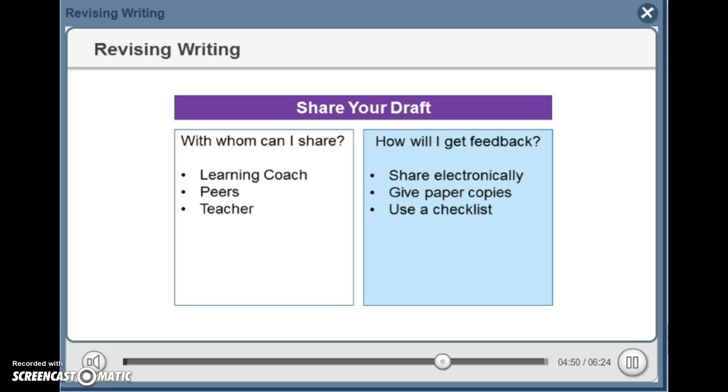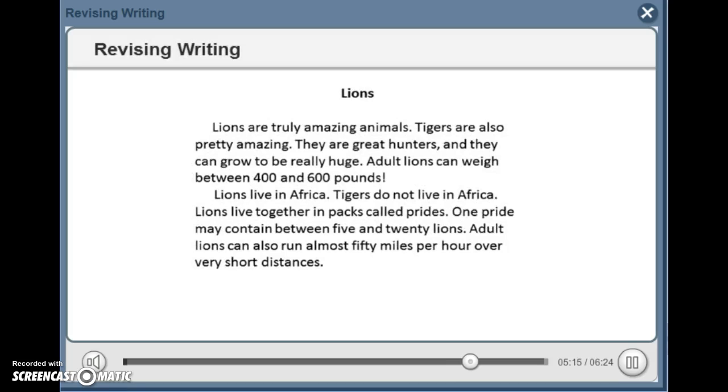If readers receive an electronic version of a draft, they may respond by typing their feedback into the document, emailing their comments, or posting suggestions on an online bulletin board. If readers receive the draft on paper, they may use pen or pencil to write their feedback on the page. Readers of your draft may also use a checklist to guide them as they make suggestions to improve your draft. Let's explore this draft to see some of the ways feedback can be given.